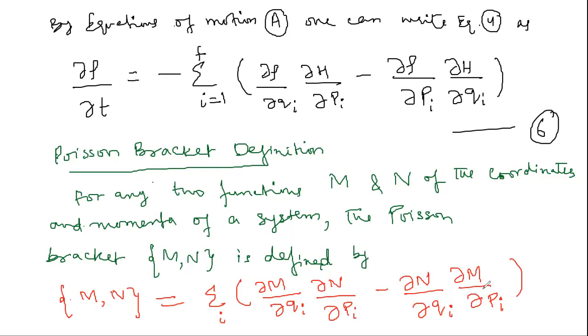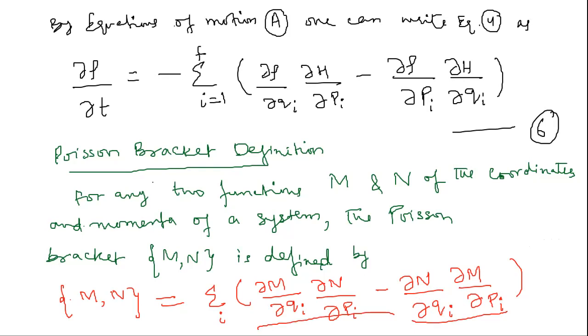So it is understood that the summation is taken over all the degrees of freedom of the system. It is actually self-explanatory. Still, I will explain it. How do we define Poisson bracket? We have some system having F degrees of freedom, specified by generalized coordinates and generalized momenta. Then there are two functions, M and N, functions of coordinates and momenta of the system. Then the Poisson bracket, written in curly brackets M, N, is understood to be this summation, the right hand side.